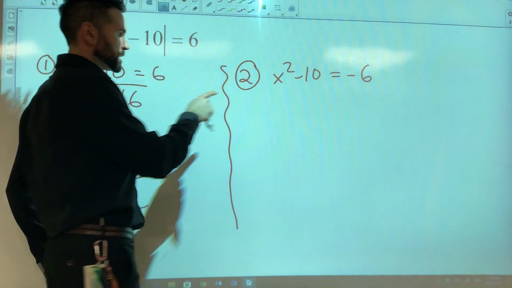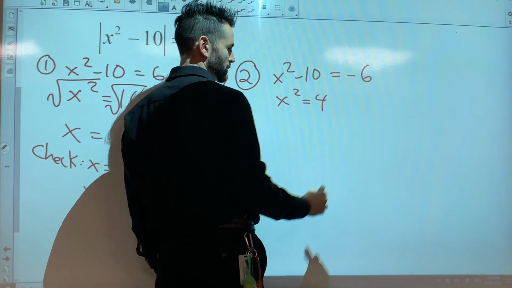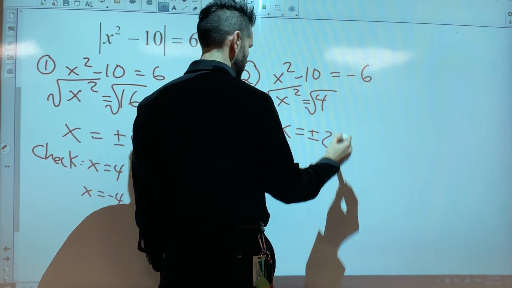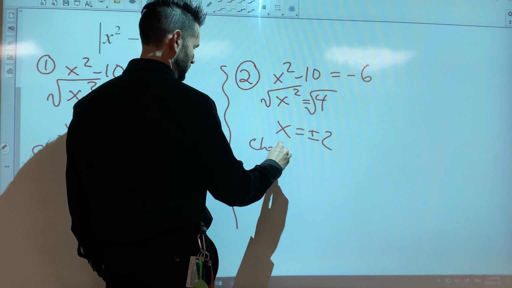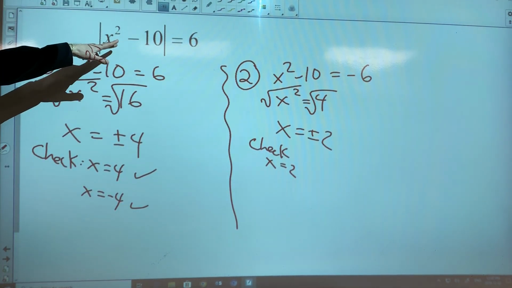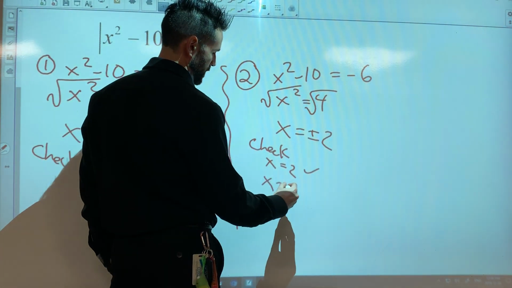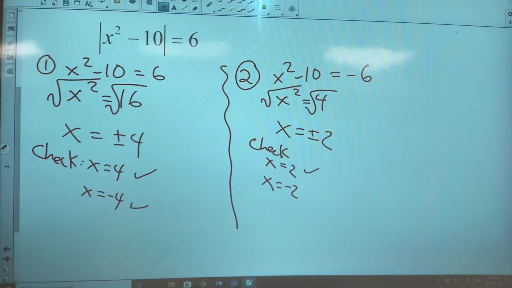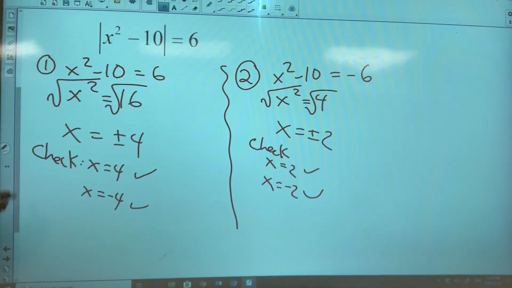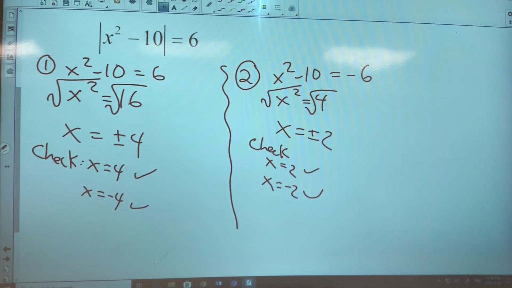Okay? This one over here, add 10 to both sides. So now you get x squared equals 4. I'll square root both sides. Don't forget the plus or minus 2. Check. So check x equals 2, you get 4 minus 10, which is negative 6. Absolute value of negative 6 is 6. And then check negative 2. Same exact thing is going to happen. There's 4 solutions. Do we have any questions about that one?